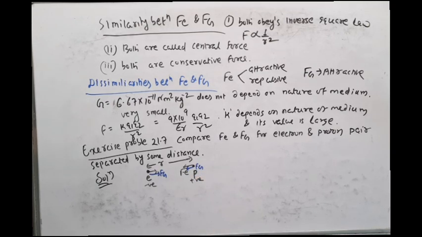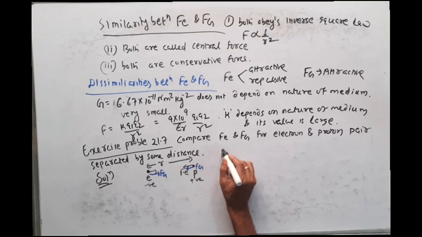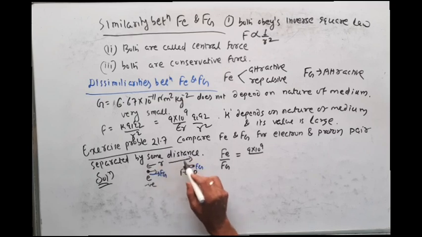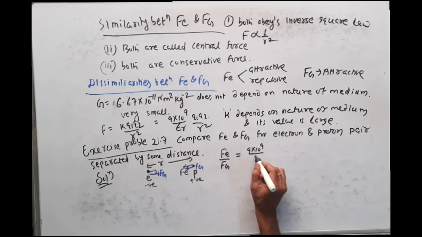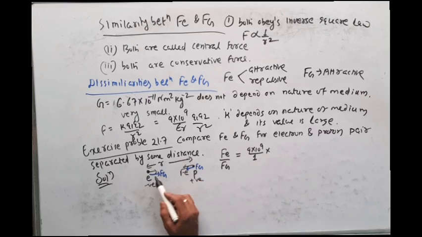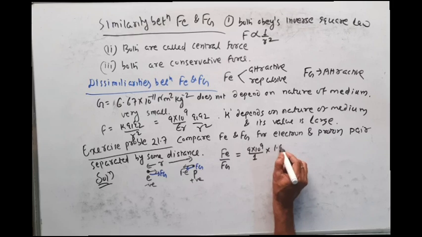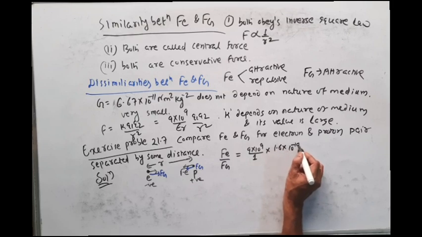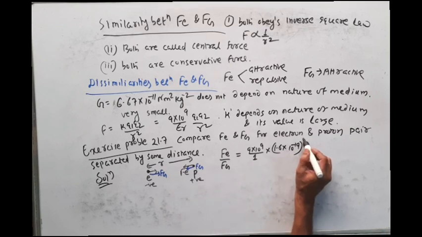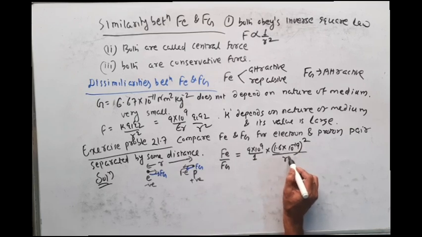Now we will compare the ratio of electrostatic force to gravitational force. What is the formula of electrostatic force of attraction? 9 into 10 to the power 9 divided by epsilon r. Let us say we are taking air medium, so epsilon r is equal to 1, into Q1 into Q2. Q1 means the charge of electron, which is 1.6 10 to the power minus 19 coulomb. And the charge of proton is the same. So square divided by r square.